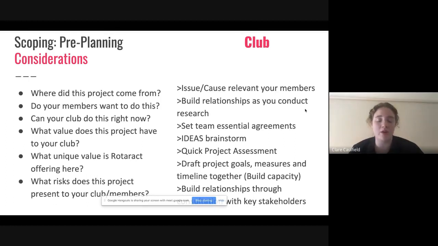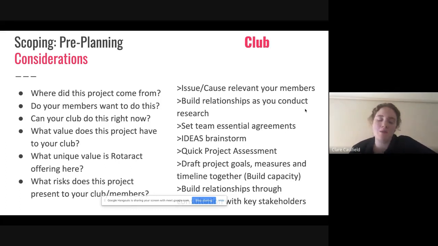As we work in our individual clubs or in our committees, we want to set team essential agreements so we all know how we're going to be working with each other. We can do some brainstorming. I'll talk about that in a moment. We can do a quick project assessment, which is one of the tools that came out of Planning for Success. If we're going to draft project goals, measures, and timelines, we should be doing it together to build capacity within our club. And again, build relationships as we consult with key stakeholders.